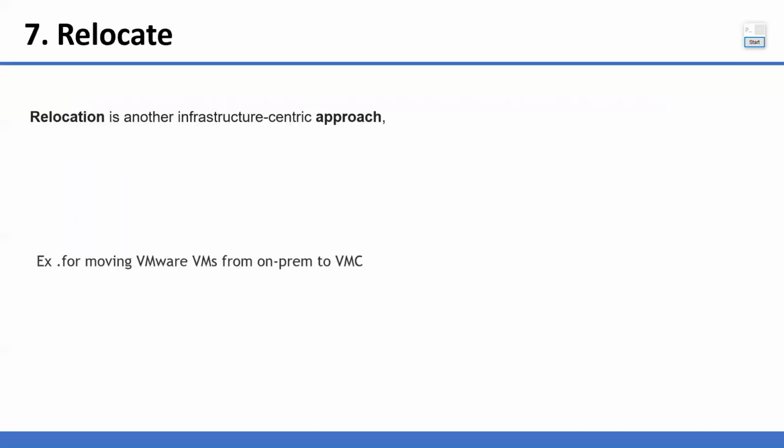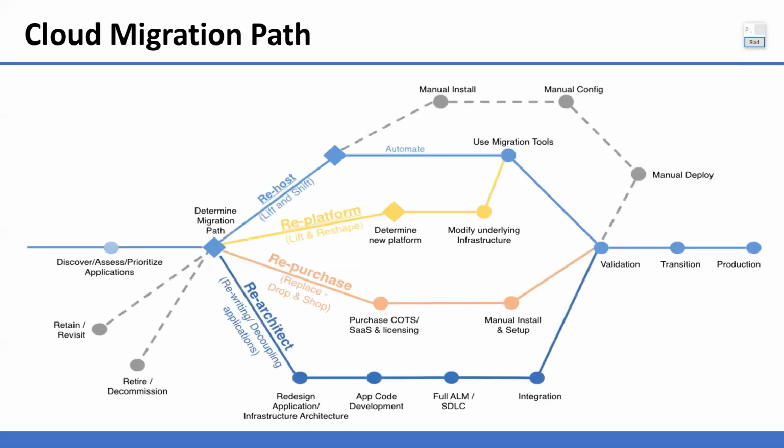The seventh strategy is relocate, which AWS introduced into their 6R model. Relocation means that instead of migrating to any cloud, you are migrating your workload to the cloud services offered by the same vendor. For example, you are running VMware virtual machines on-premise, and to migrate them to the cloud, you decide that all these VMware virtual machines will migrate to the VMware cloud. So this is called relocation.